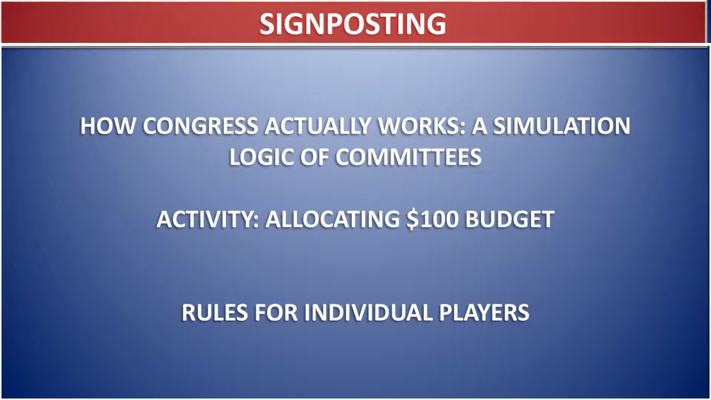Then I'm going to describe the activity, and the activity is simply going to be an allocation of a $100 budget among the members of the model Congress. And finally, I'm going to go over some of the rules for individual groups of players.